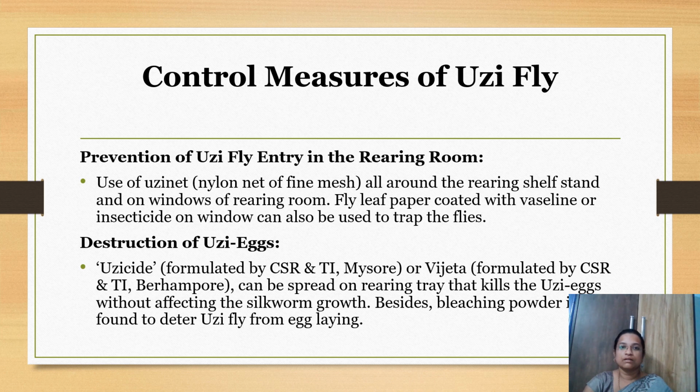And the next control measure is the destruction of uzi eggs. There is a formulation developed by CSRTI Mysore, which is called Uzicide, or Vijeta, which is formulated by CSRTI Berhampore, and this can be used on the rearing trays to kill the uzi eggs without affecting the silkworm growth. Besides this, bleaching powder can also be used to deter the uzi fly from egg laying.